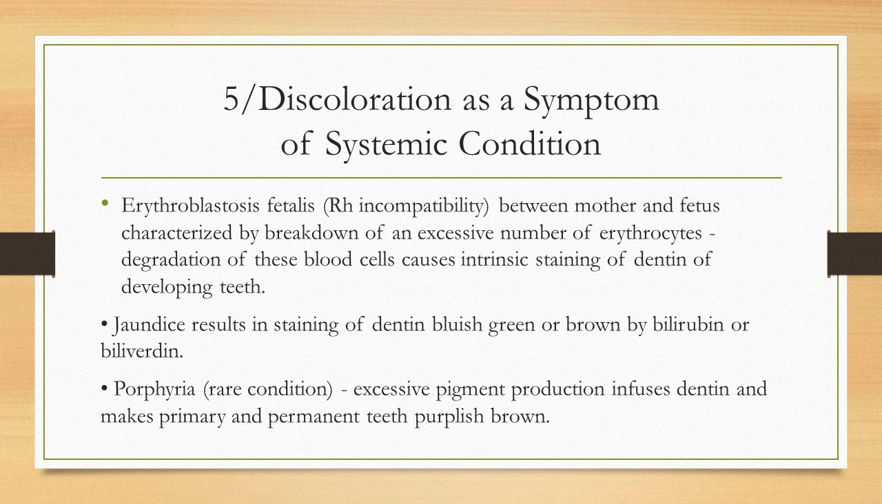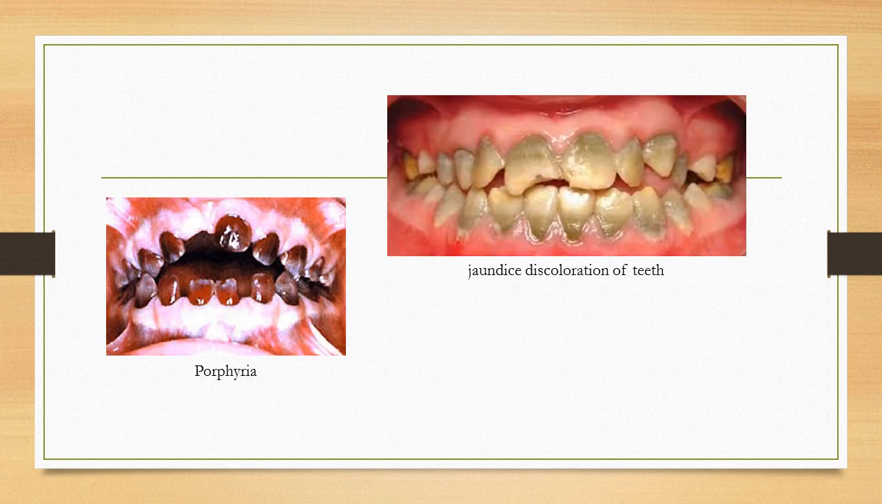So the discoloration also sometimes can be there because of some systemic condition, like Rh incompatibility between the mother and the child, with breakdown of an excessive number of erythrocytes, which can cause a stain of the dentine. Jaundice also can cause a stain of the dentine to a bluish green or brown. Porphyria is a very rare condition, but again the tooth will look purple in color, as you can see here.